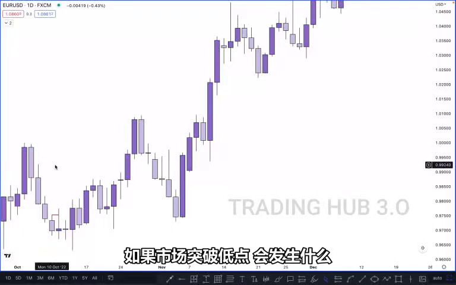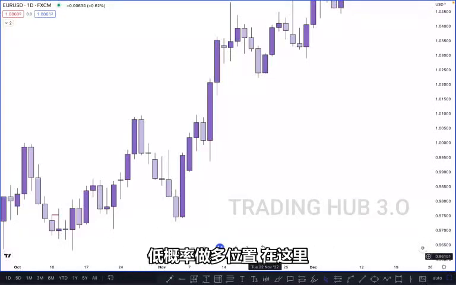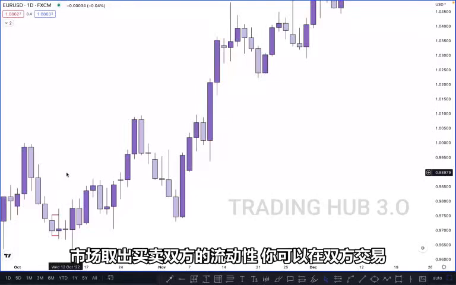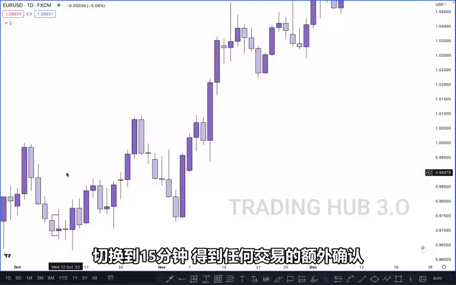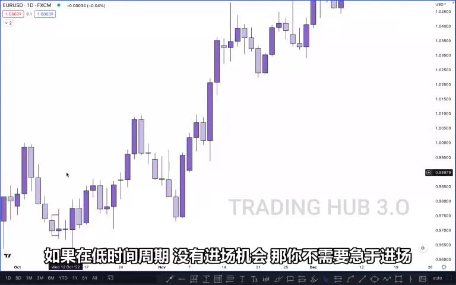And what happens if the market takes out the low, right? Because market momentum is bearish. If the market takes out the low, this one is called our low probability buy setup, which one is here at this point. In this case, the market took out both side liquidity, and you can play both sides. When you switch to the 15-minute and you get any additional confirmation for the buy or sell, you can definitely take entry here. If there is no setup in a lower time frame, then you don't need to jump in a trade.